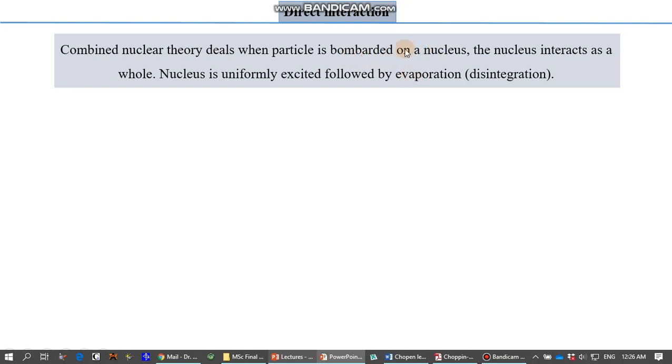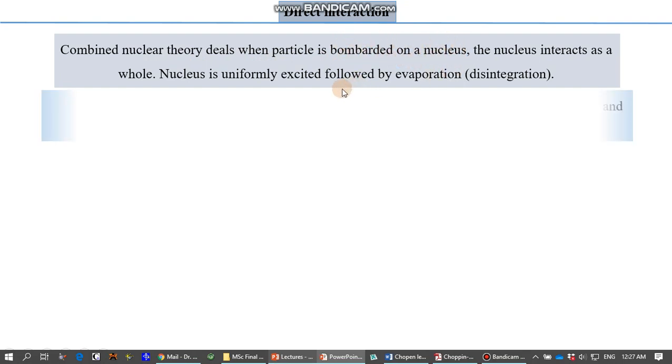And whenever this nucleus interacts with the bombarded particle, what happens? The nucleus becomes deformed, and this deformation then comes back to regular shape or spherical shape. It will rearrange itself towards stability, and whenever it goes towards stability, the excess energy will be evolved in the form of certain particles being evaporated, and this process is called disintegration. The only point in the case of compound nuclear theory is that it was the interaction of the nucleus as a whole.